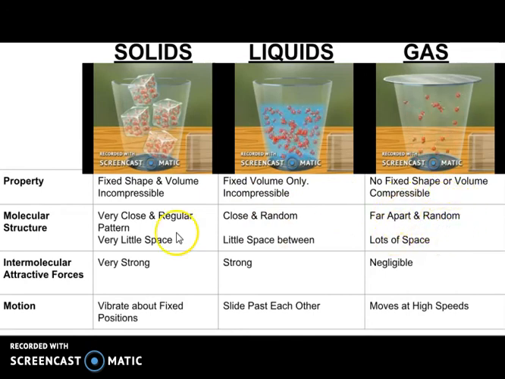So as you add more heat and give it a higher temperature, the kinetic energy of a particle increases. Okay, so that's all I want to share with you about this topic.